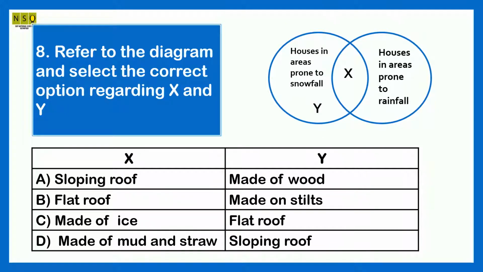Refer to the diagram and select the correct option regarding X and Y. Let us look at the diagram. Y is houses in areas prone to snowfall. X is houses in areas prone to snowfall and also houses in areas prone to rainfall. The answer is option A, X has sloping roof and Y is made of wood.